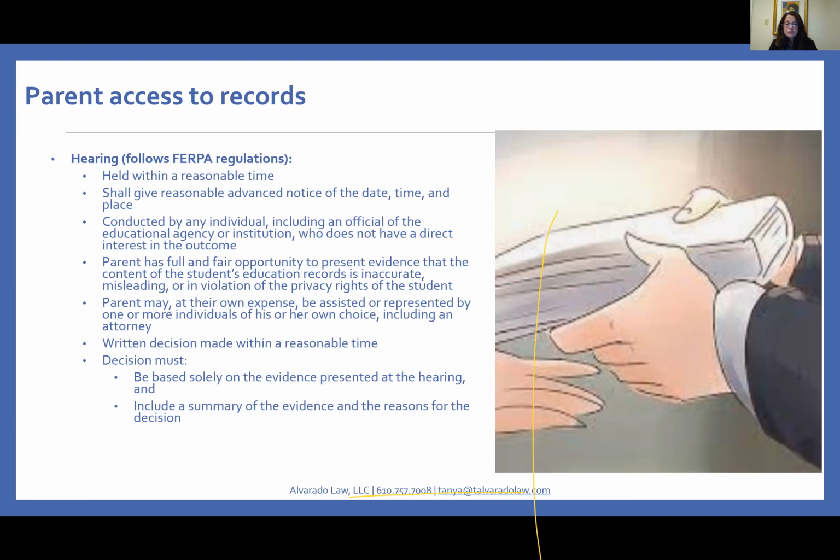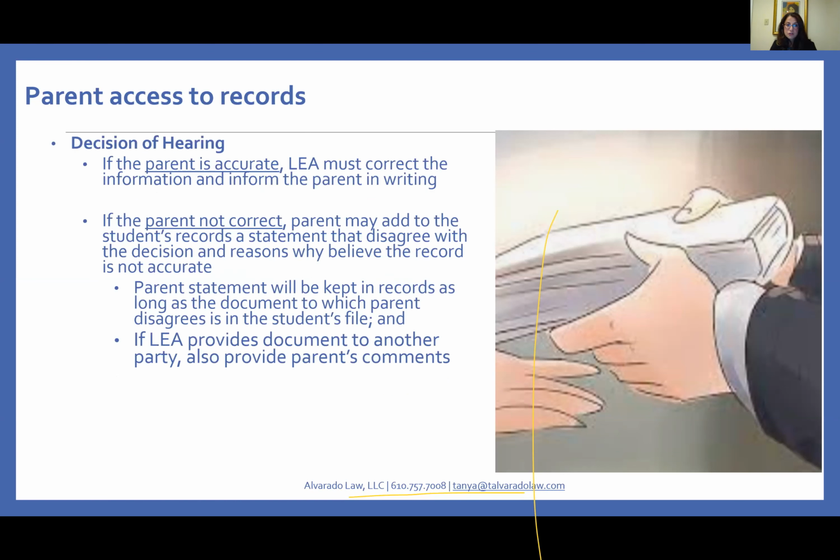The parents should have a full and fair opportunity to present evidence, documents, and state your position. You can be represented by someone of your own choice, including an attorney, but that's at your own expense. You get a written decision within a reasonable time that needs to identify what the decision is based on and include a summary of the evidence and the reasons they reached the decision.